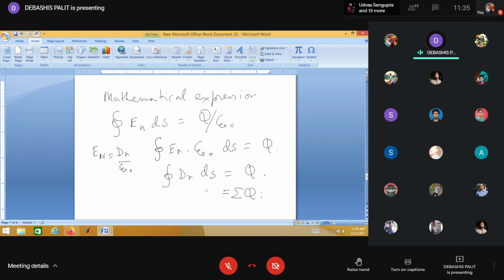It is immaterial to the position of the charge and the surface where flux is coming out. So it is immaterial to the surface type and the position or location of the charge inside. The normal component of the total electric flux coming out from a closed surface is equal to the total charge enclosed in that surface. That is your Gauss theorem.